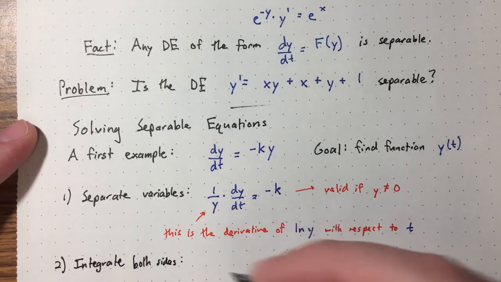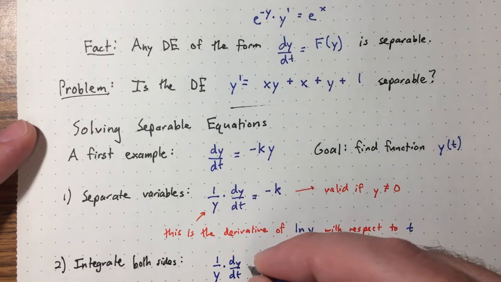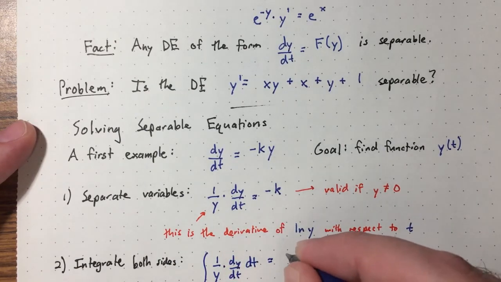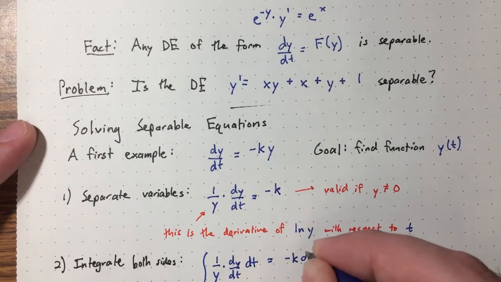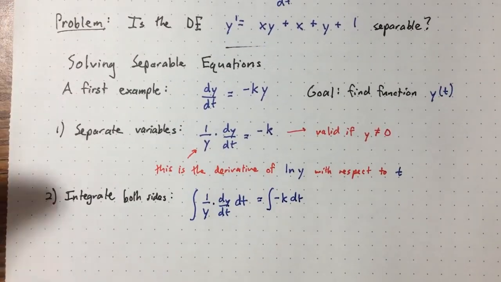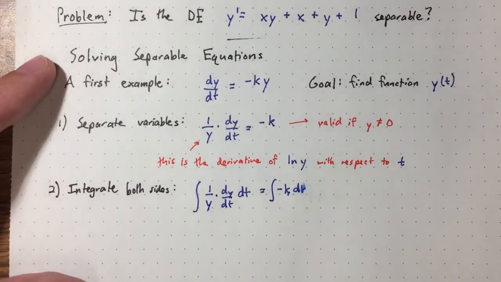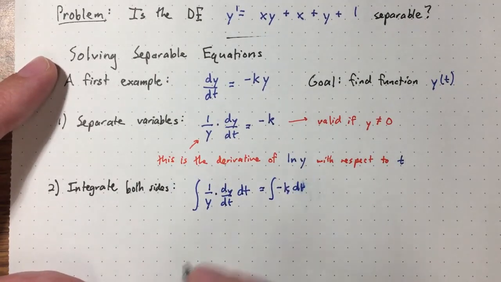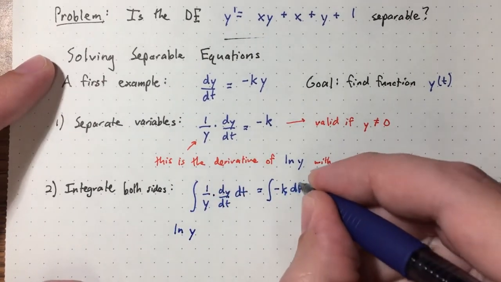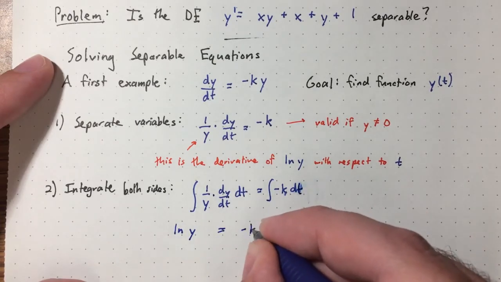So this is what it's going to look like. We have 1 over y times dy/dt dt, we're going to integrate. And on this side, we have negative k dt. We're also going to integrate with respect to t. And what do we get? Well, on this side, like we noticed, this was the derivative of the natural log of y. So this is just going to be the natural log of y. And on this side, we get negative k t.